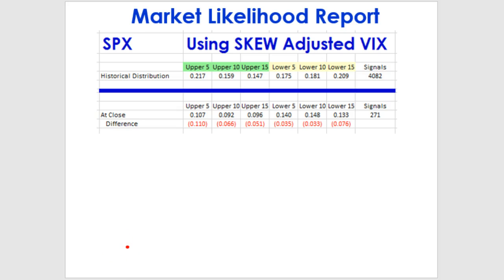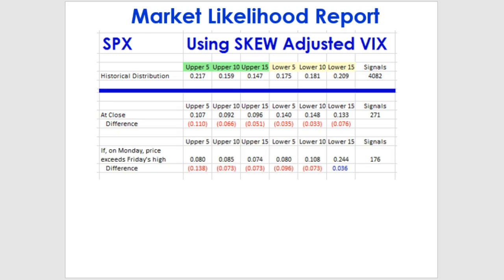Larger numbers, look at this, outstanding. If price goes above Friday's high, over 176 times, the upper band was only struck 8% of the time, 8.5%. 15 was about 7.5% of the time. Not very often. That's less than 1 in 10 that the upper band gets struck.